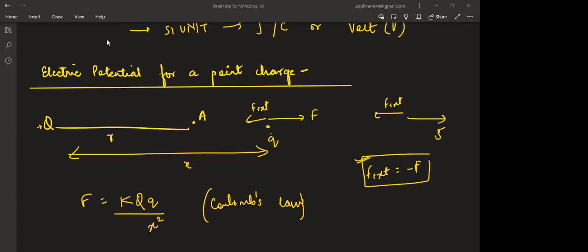This is Austin. See, F external is minus F. This is according to Newton's third law, which is action reaction. So F external is the force that is counterbalancing the force occurring because of electrostatic force. That's why this is just by default the Newton's law which we use. No other concept of electrostatics is applied over here.